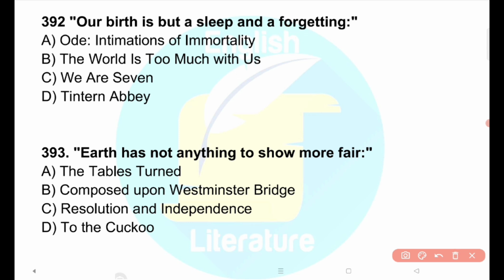Earth has not anything to show more fair. Option B, Composed upon Westminster Bridge. These opening lines are from Upon Westminster Bridge, September 3rd, 1802. Wordsworth praises the serene beauty of London in the early morning. The Tables Turned, a poem urging readers to learn from nature, not books. Resolution and Independence, a poem about a wandering leech gatherer and resilience. To the Cuckoo, a poem celebrating the joyful call of the cuckoo bird.